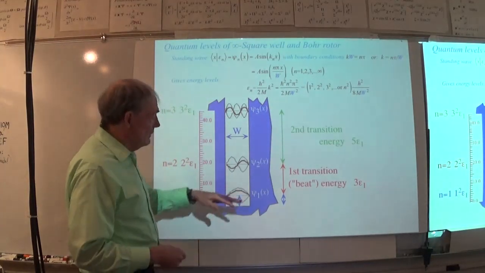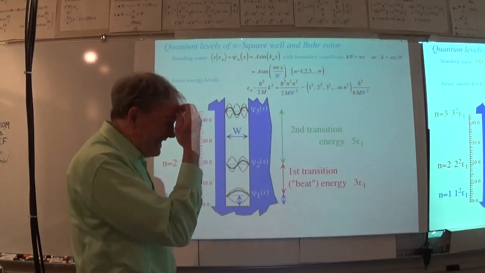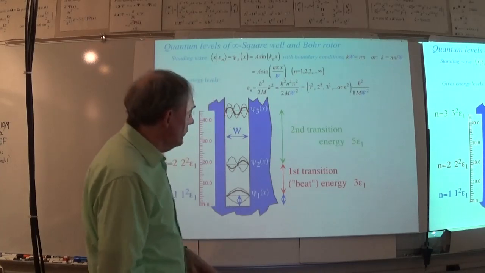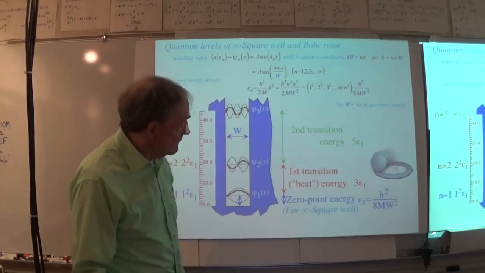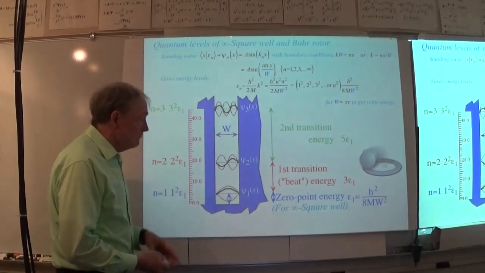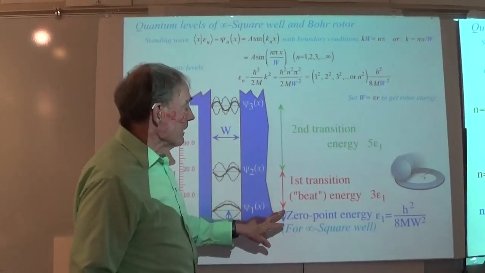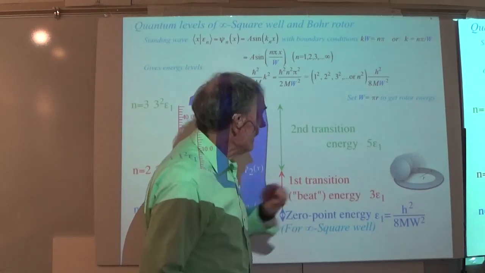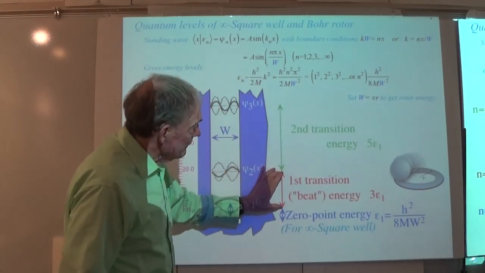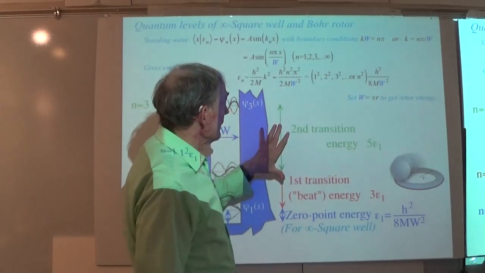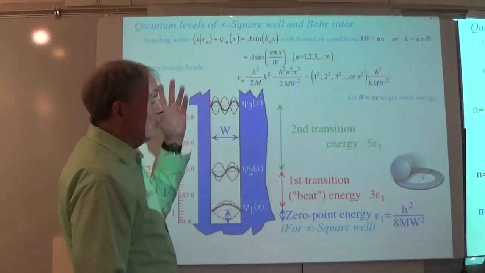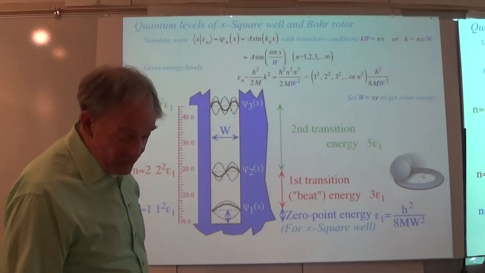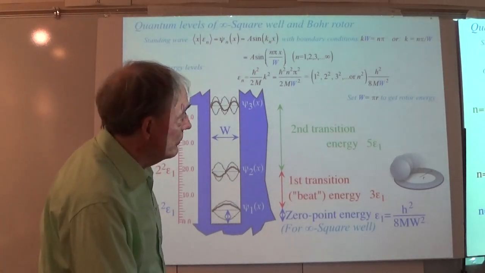And most of the time we think of it as being in the ground state, dead. And the zero-point energy here is our parameter, and then 3 times that is this first beat energy here, and then 5 times that is right here. So things go up quadratically. So that's just the topology that we're talking about here.